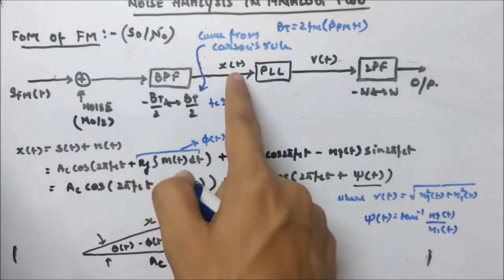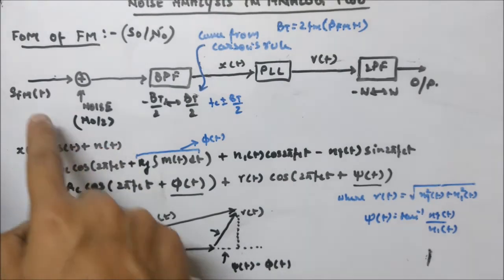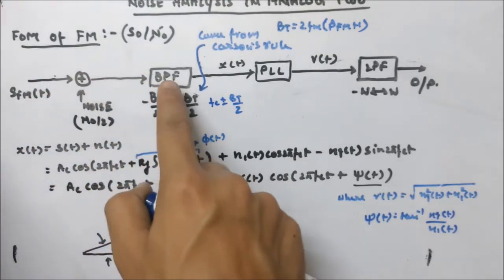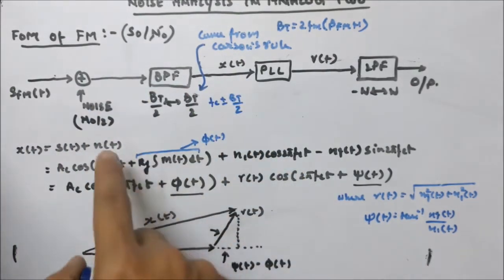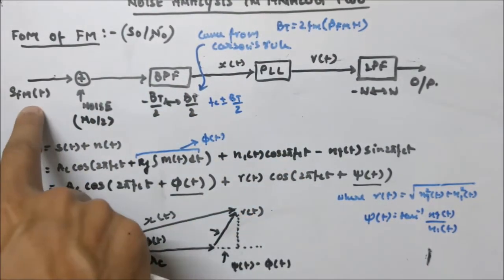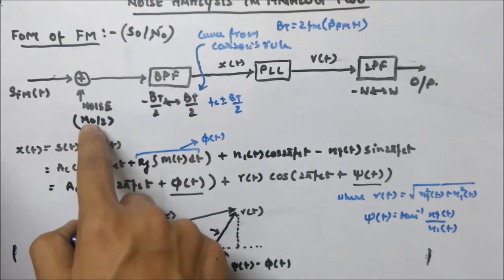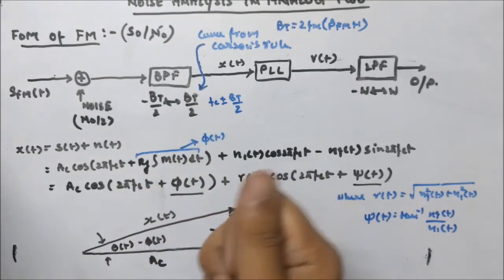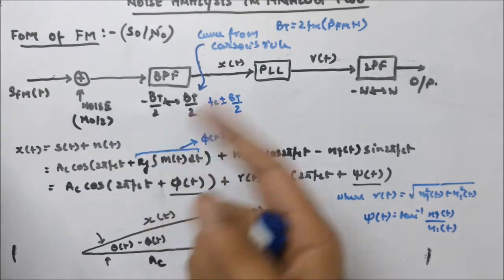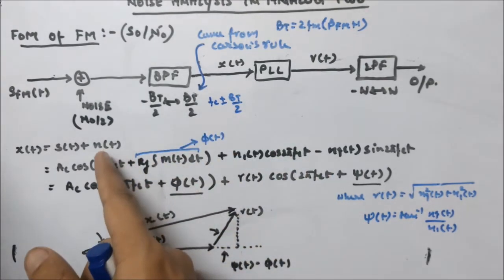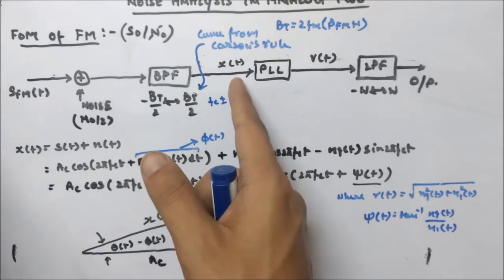Now I can write this signal x(t) as s(t) plus n(t), where s(t) will be the FM signal. If it passes through the band pass filter, it will still be FM signal here because the bandwidth is the same. So s(t) will be the same, and n(t) will come from here and be restricted to bandwidth of BT, but it will be similar to narrow band noise. I can write here that the noise is narrow band noise.